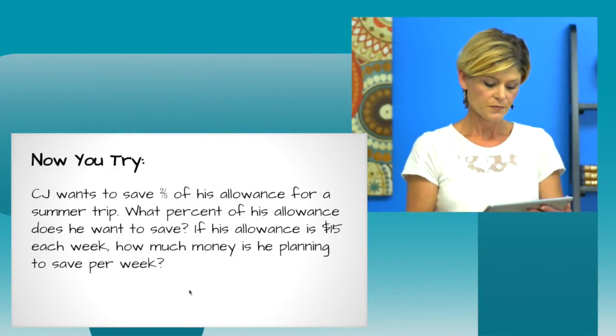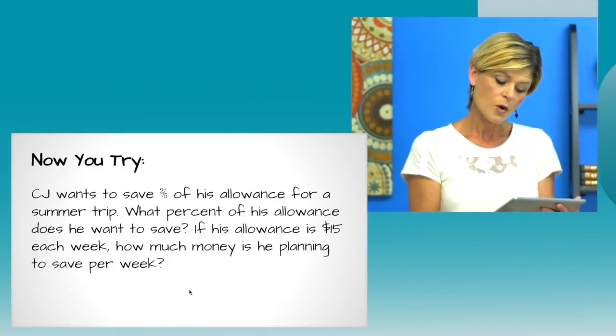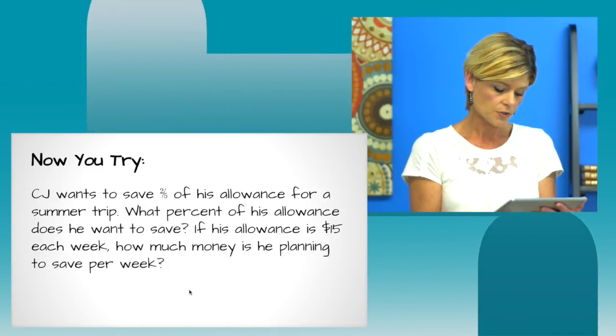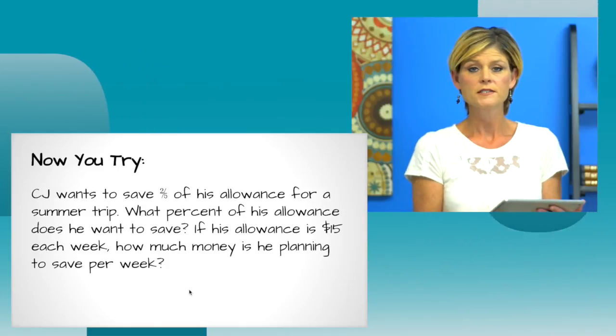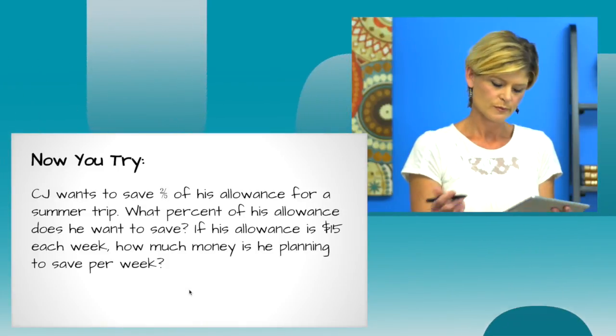Okay, now your turn. CJ wants to save 2/5 of his allowance for a summer trip. What percent of his allowance does he want to save? If his allowance is $15 each week, how much money is he planning to save per week? Grab a pencil and a piece of scratch paper and see if you can figure this one out. Good luck.